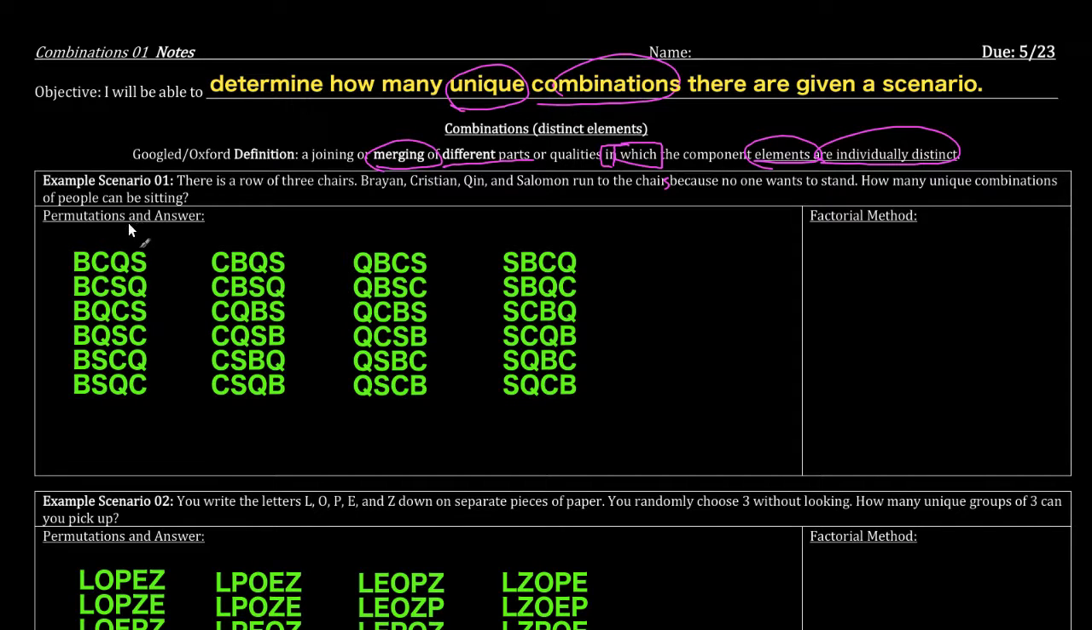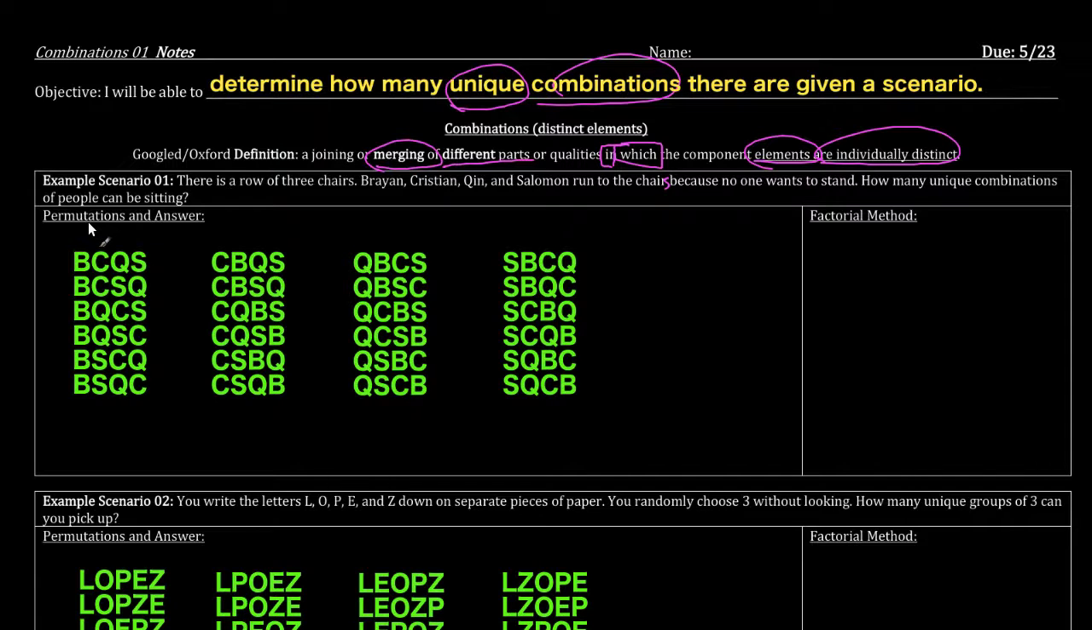The first thing we should do is let's list all the permutations, all the possible. Let's pretend there were 4 chairs. We could do Brian, Christian, Quinn, Solomon. We could do Brian, Christian, Solomon, Quinn. Brian, Quinn, Christian, Solomon. Brian, Quinn, Solomon, Christian. Brian, Solomon, Christian, Quinn. Brian, Solomon, Quinn, Christian. And so on and so forth. This one we start with Christian. This one we start with Quinn. This one we start with Solomon.